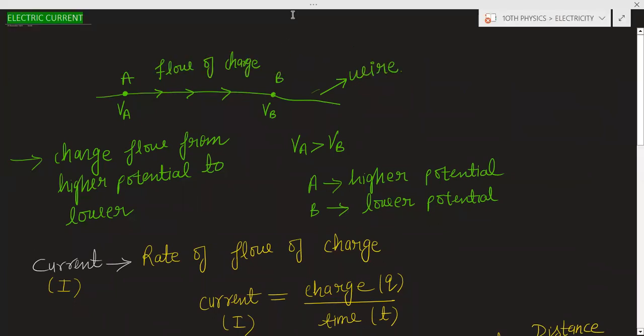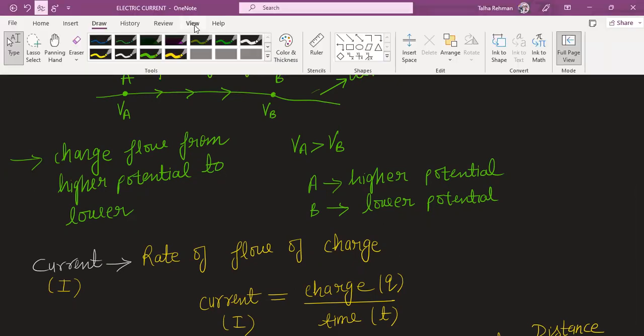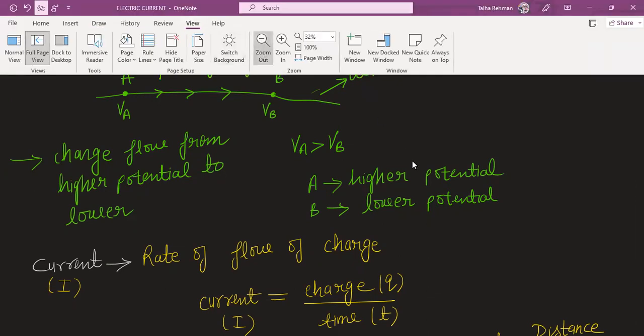So remember why there is a current. You can just ask me someone why there is a current. Current is due to the potential difference, and current is nothing but the rate of flow of charge, like the flow of water. There is a flow of charge in the wire, and the flow of the charge in the wire is current basically. Okay, so write down.